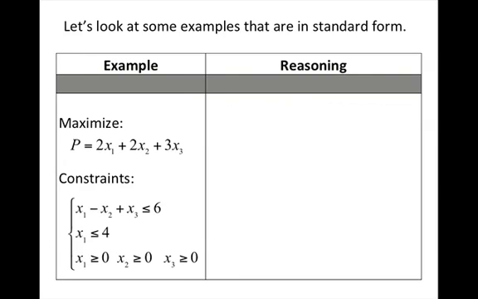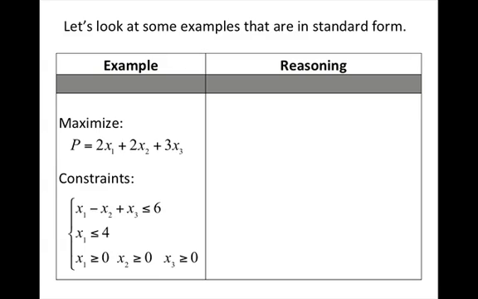So let's look at the second example. I want to maximize p equals 2x sub 1 plus 2x sub 2 plus 3x sub 3. And the constraints are x sub 1 minus x sub 2 plus x sub 3 is less than or equal to 6. X sub 1 is less than or equal to 4. And then I have x sub 1, x sub 2, and x sub 3 all greater than or equal to 0. So for the first condition, look at your variables.